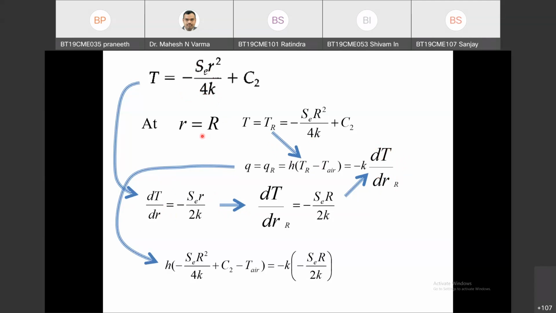So what is this actually? This is flux at the surface. This is also flux at the surface. So Newton's law of cooling is relating my surface temperature, air temperature, and heat transfer coefficient with the flux at the surface. This is flux at the surface, no? Yes, sir. This is also flux at the surface.